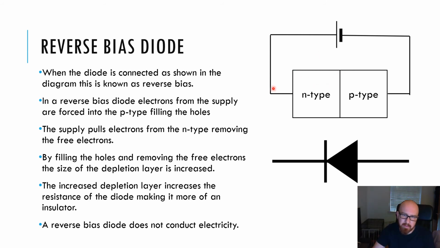In the N-type, the electrons are getting pulled round that way, so these free electrons are getting pulled in by the supply, and they're no longer free, and the depletion layer again gets bigger. So by filling the holes and removing the free electrons, the size of the depletion layer is increased. The increased depletion layer increases the resistance of the diode, making it more of an insulator than before, and in reverse bias, no electricity is conducted. Current does not flow across the PN junction in this case. Again, it's an old way of describing it, and for the band theory explanation, we'll go on and do it for LEDs.